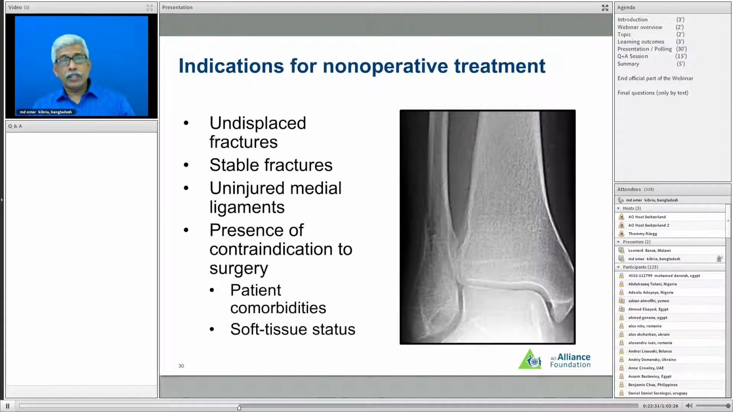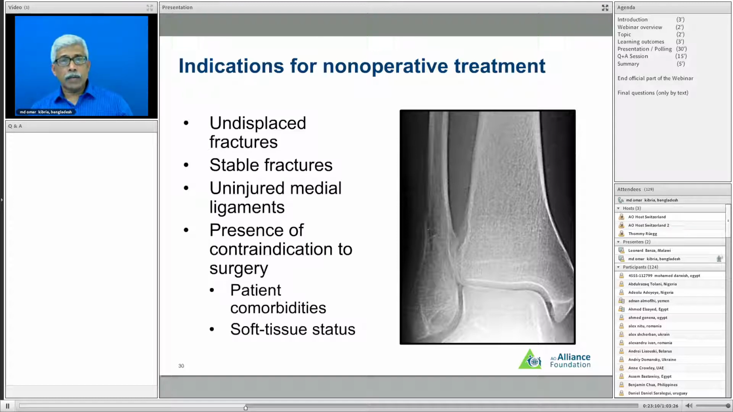So you need to decide when to treat operatively or when to treat non-operatively. First of all, we'll tell you a few words so that you can plan and treat patients non-operatively, which is one of our aims in low-income countries. When the fracture is undisplaced and stable, that means you have reduced the fracture or put on a plaster for immobilization and taken an X-ray after 7 to 10 days once the edema has reduced, and you can see there is no displacement, you can treat them conservatively.